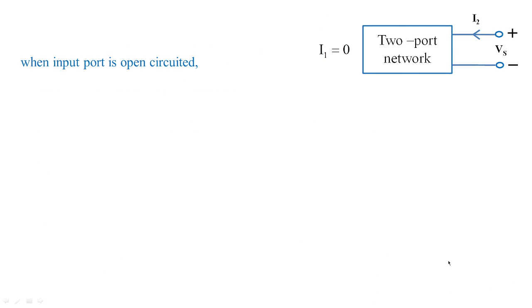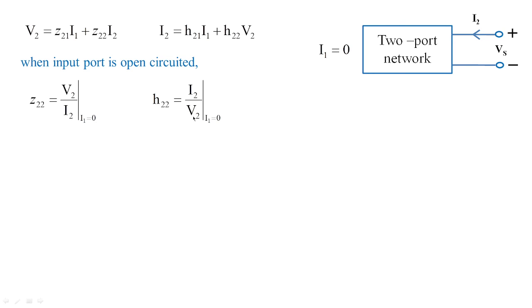Now when the input port is open circuited, from the standard equations of Z parameters and H parameters, I am going to get Z22 is equal to V2 by I2 at I1 is equal to 0, and H22 will be equivalent to I2 by V2 at I1 is equal to 0, so that Z22 will be equivalent to 1 by H22. So this we have done directly from analysis of Z parameters and H parameters by concentrating on the equations respectively. So we framed equation 10.